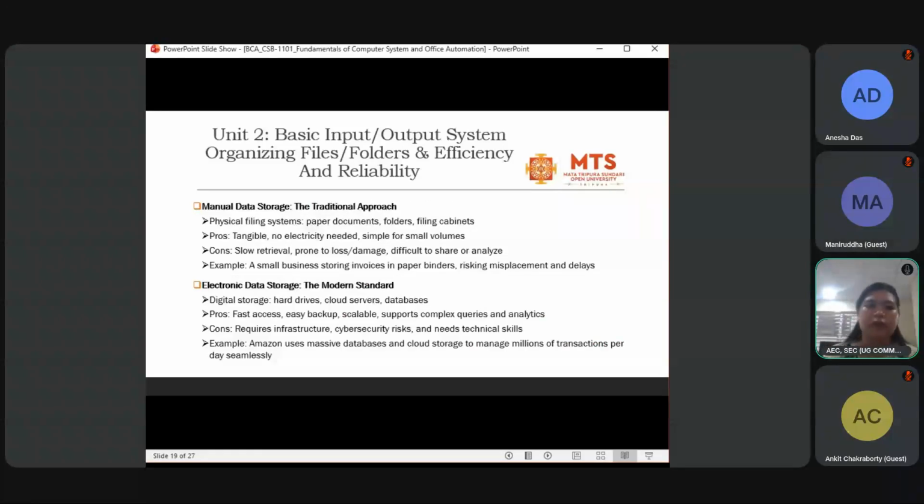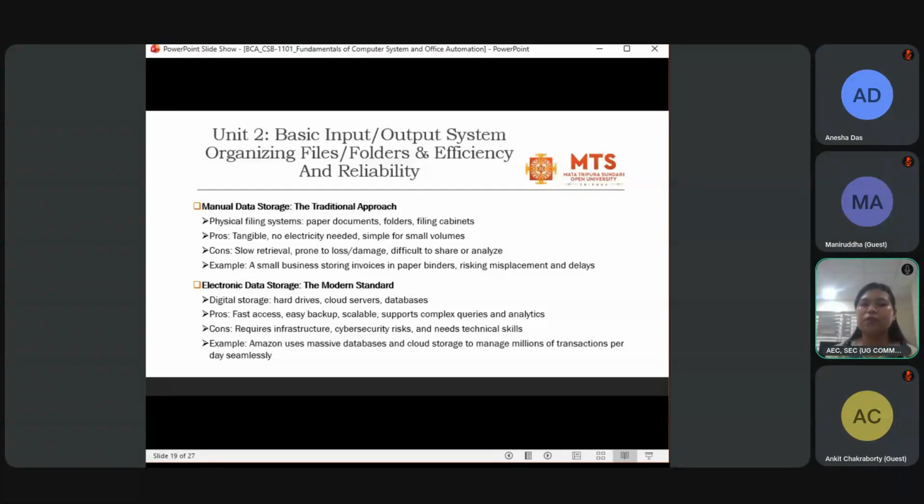Okay. Next, manual data storage, the traditional approach. Earlier, what happened? We used paper and pen. Even now, many offices use paper and pen. If something spills on it, like water, tea or coffee, then what happens? It can damage the file.